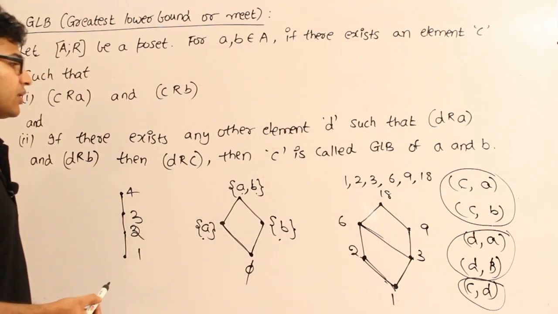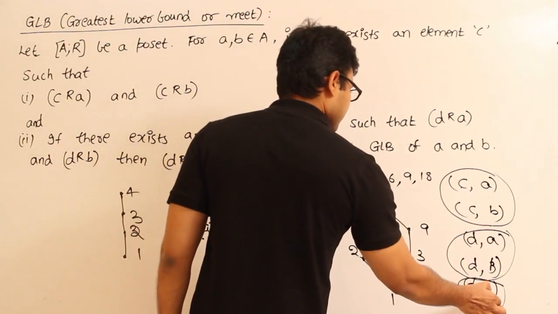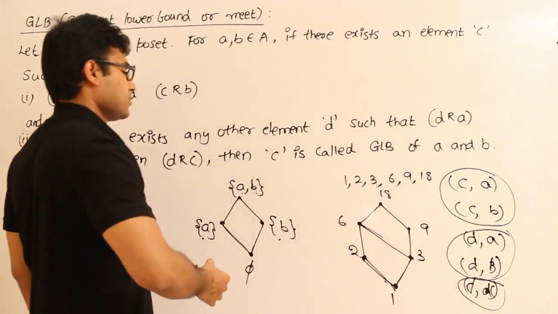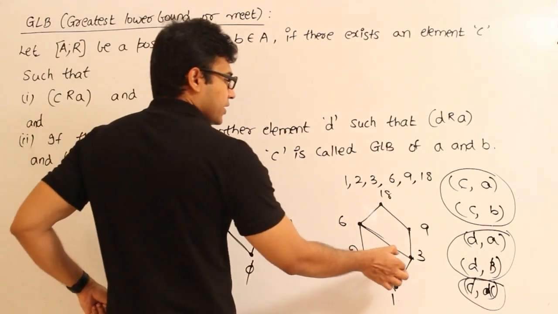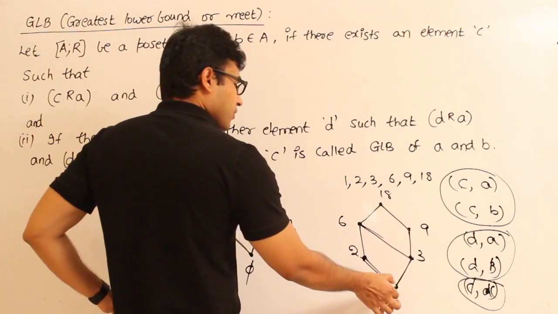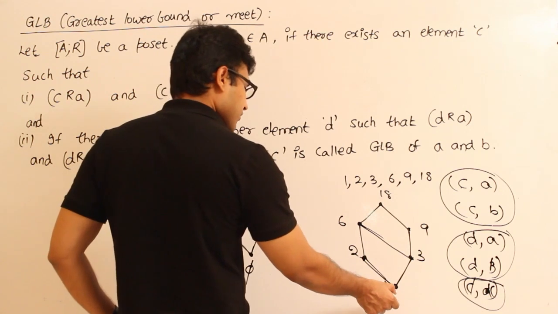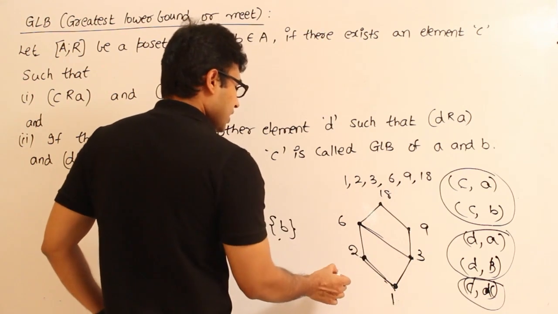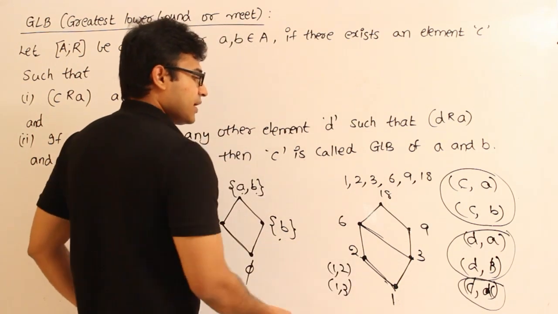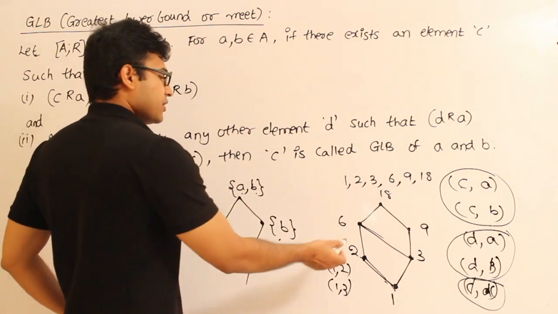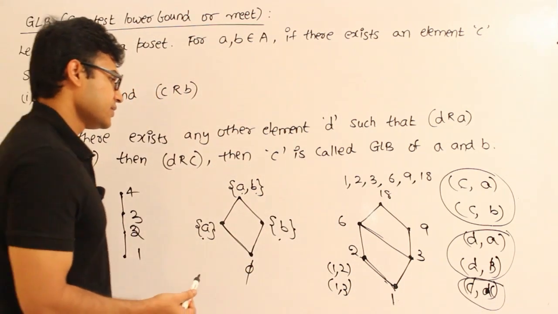Okay, so now check this. This is D18. What I mean to say is, if you take any two elements, let's say 2 and 3, when you are talking about the greatest lower bound, you should find an element which is related to 2 and 3, which means you should have 1 related to 2 and 1 related to 3. Yes, it is related to both of them. In case there are any other elements related to them, but in this case there are none, so we can just say that 1 is the GLB.